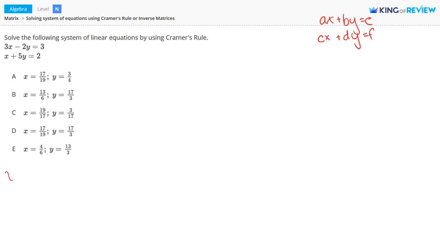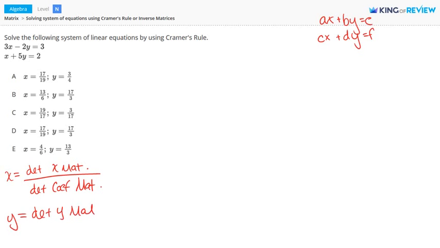Cramer's rule states that x can be found by taking the determinant of the x matrix and dividing it by the determinant of the coefficient matrix. And likewise, y can be found by taking the determinant of the y matrix and dividing it by the determinant of the coefficient matrix.